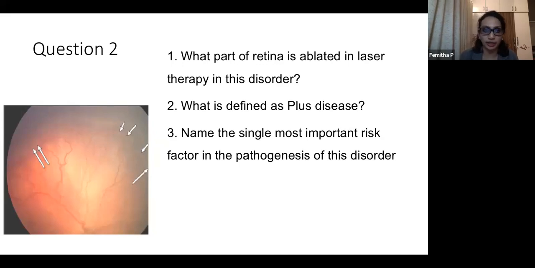If there's a demarcation line or ridge between the vascular retina and the peripheral avascular retina, you're taking away the avascular retina by laser photocoagulation and therefore preventing vasoproliferation into that area. So it's the peripheral retina beyond the ridge or the line that you are ablating. What is defined as plus disease? It's an abnormal tortuosity or abnormal dilatation of retinal arterial vasculature. And the single most important risk factor in the pathogenesis of this disorder is prematurity.